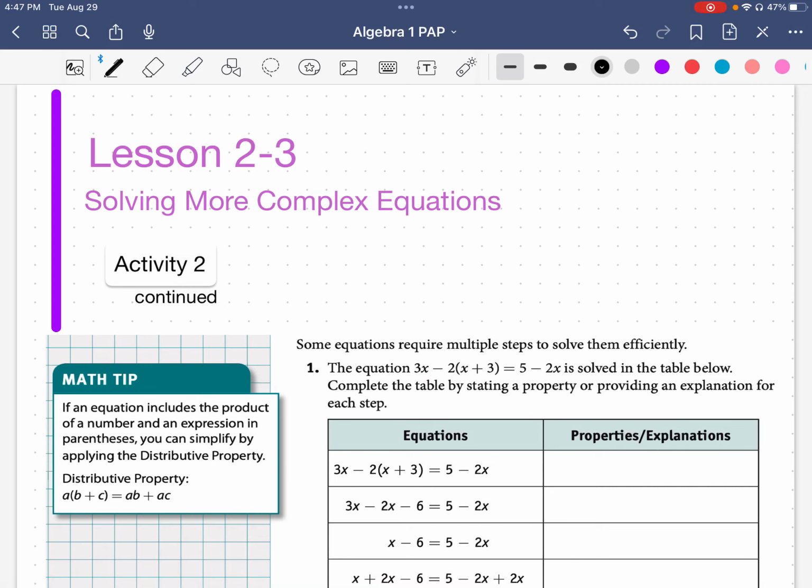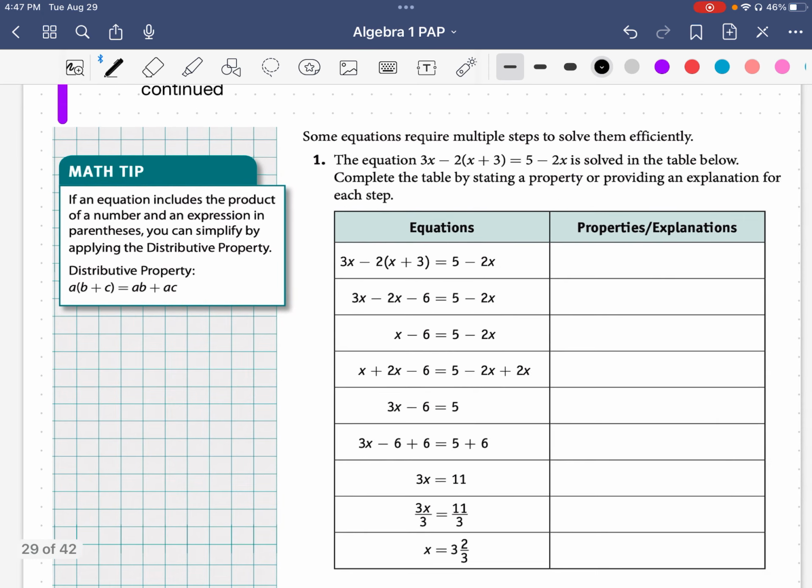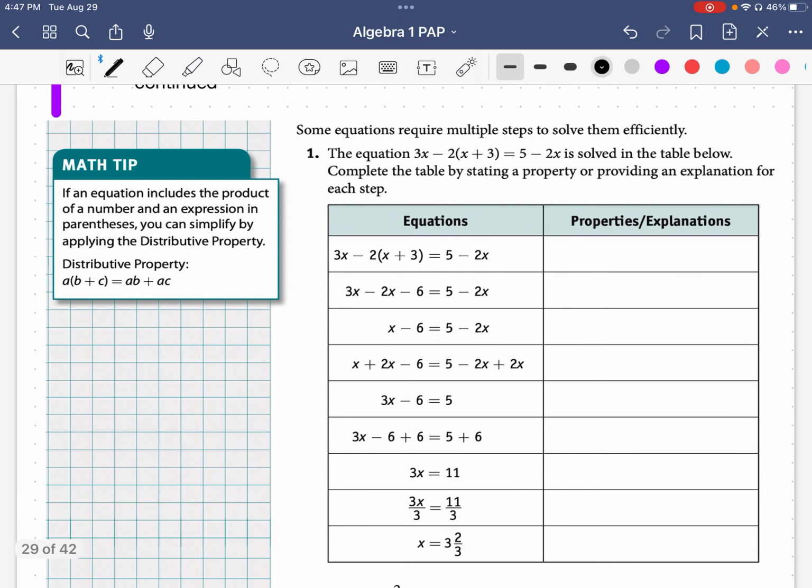Today's lesson is lesson 2-3, solving more complex equations. Some equations require multiple steps to solve them efficiently. Let's take a look at the equation 3x minus 2 times the quantity x plus 3 is equal to 5 minus 2x. It is being solved here in the table below.